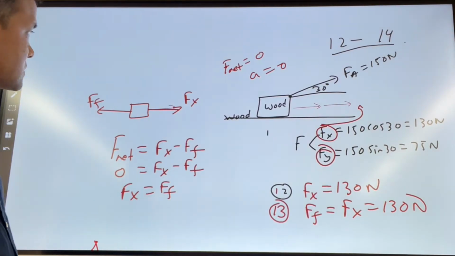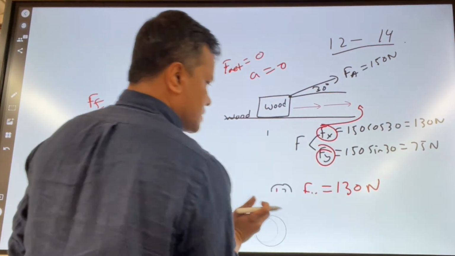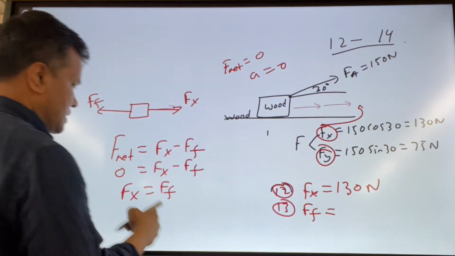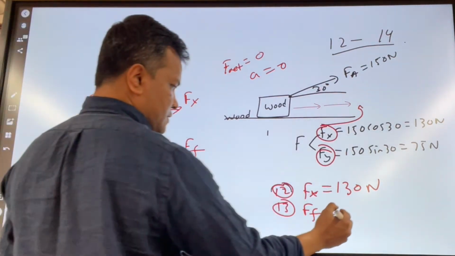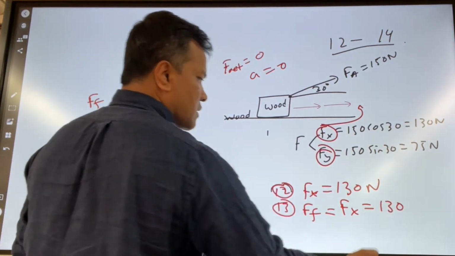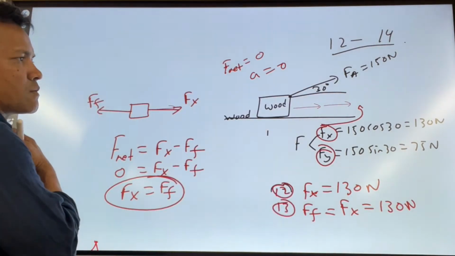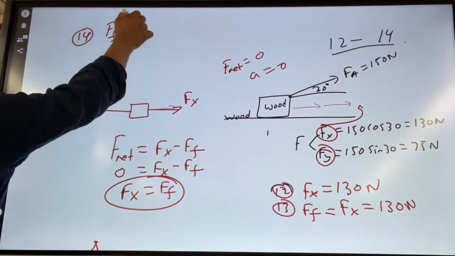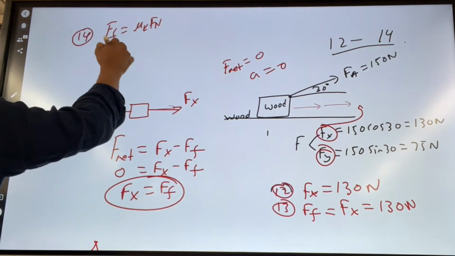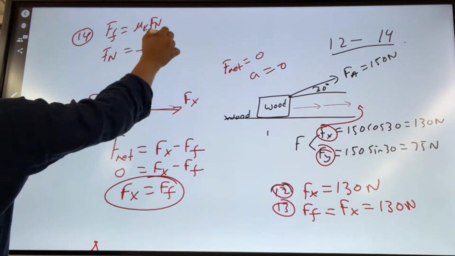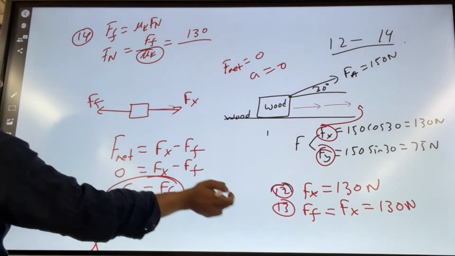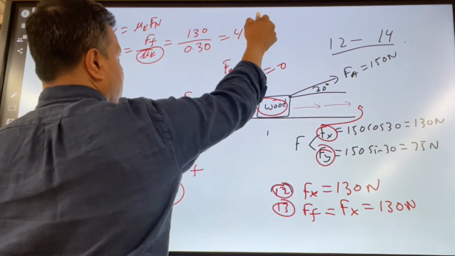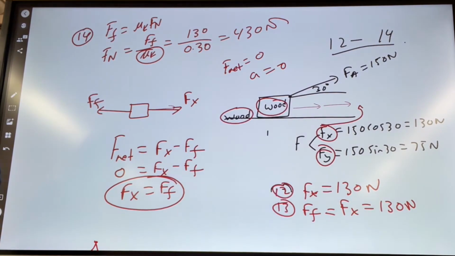Number 13 is what is the force of friction? The force of friction as a result is just for Fx, which is 130 Newton. So what we need to find is the normal force. Number 14 is the normal force. Friction force is mu k Fn, so Fn would be Ff over mu k. Ff is 130 and mu k for wood on wood is 0.3 if it is moving. So 430 Newton.